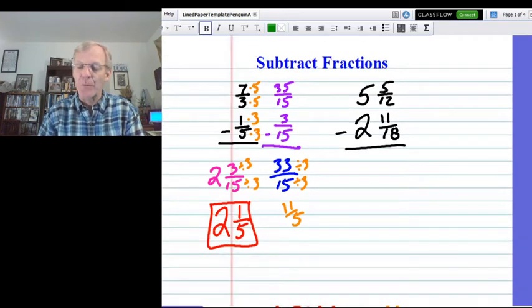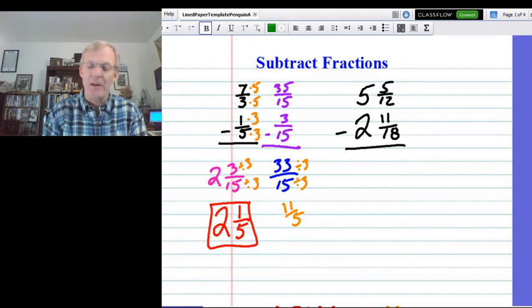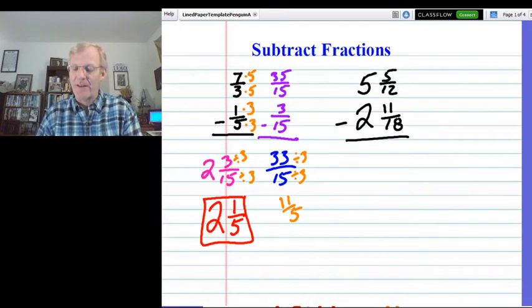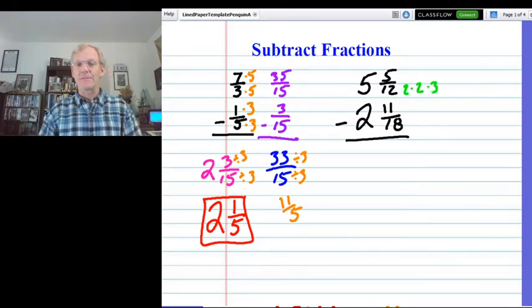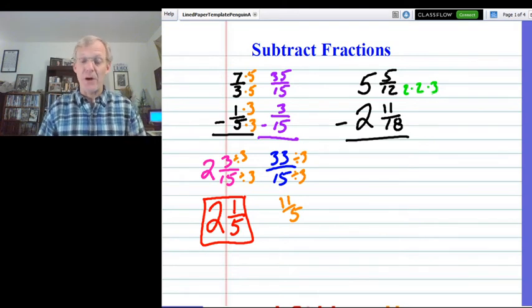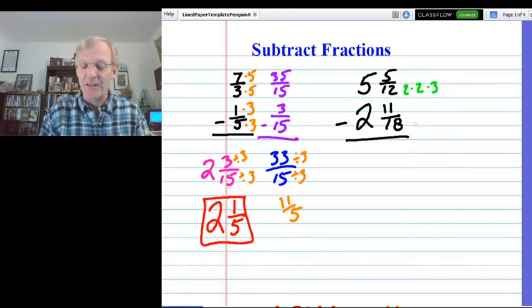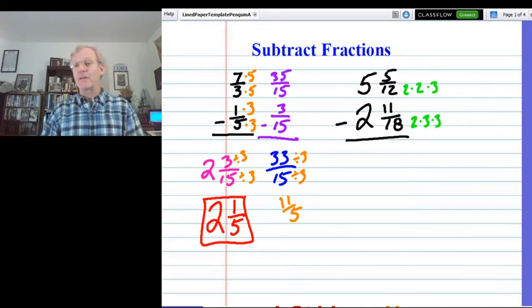Well, 12 in prime numbers would be, what's going on here? I keep getting the text. Sorry about that. 12 in prime numbers would be 2 times 2 times 3. 2 times 2 is 4, times 3 is 12, right? And 18, well, that would be 2 times 3 times 3. 2 times 3 is 6, and 3 times 6 is 18.